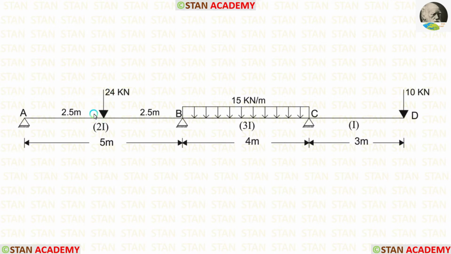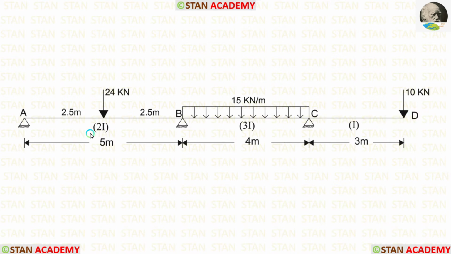In the span AB, there is a point load 24 kN. It is acting in the center. In the span BC, there is a uniformly distributed load 15 kN per meter acting for the full span. In the overhanging span CD, there is a point load 10 kN acting at the point D.